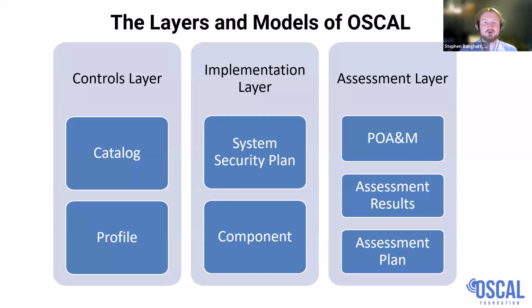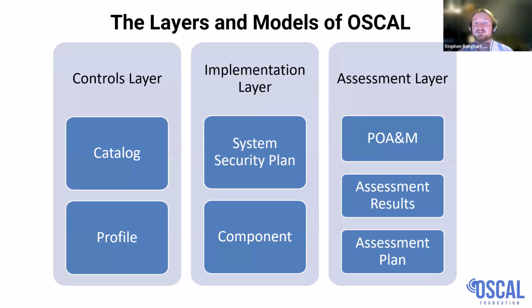So looking over the full set of layers and models of OSCAL, we can see that we define our controls in a controls layer, and these are typically published by some authoritative or neutral third party, though they don't have to be. And that includes a catalog, which defines the overall set of controls or requirements, and profiles, which define some subset of those controls.